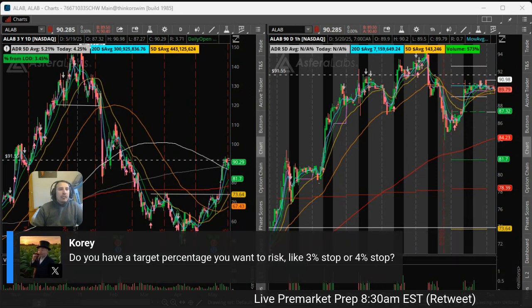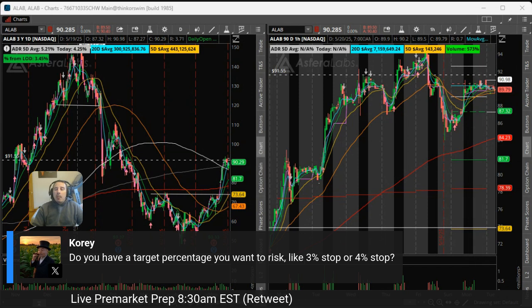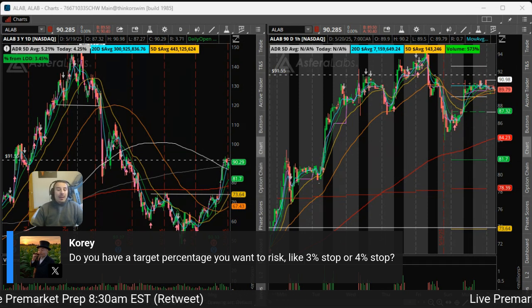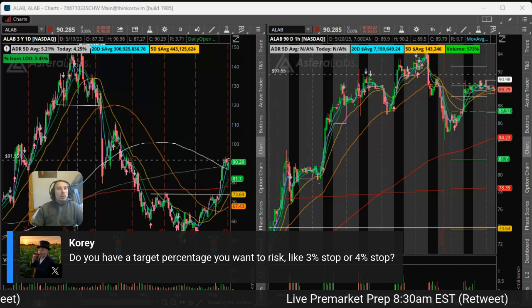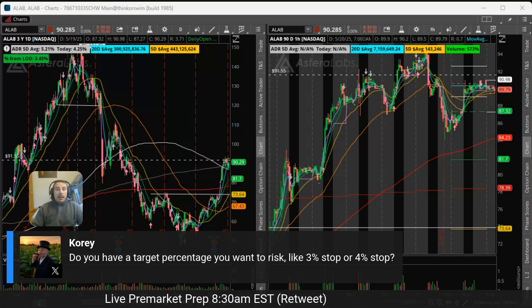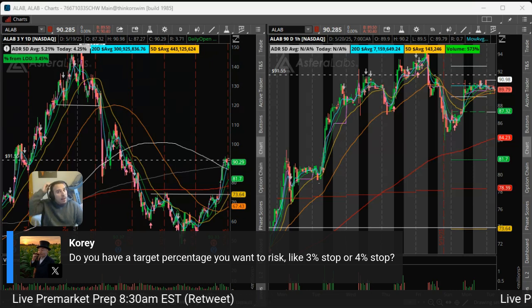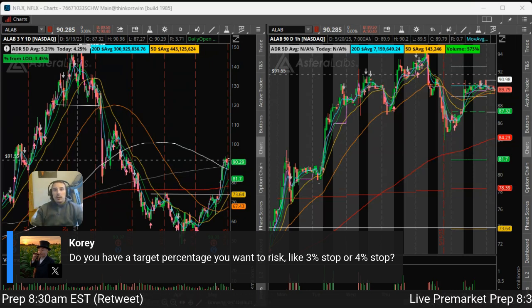Do you have a target percentage you want to risk, like a 3% stop or 4% stop? I don't have an exact number every single time, because the determining factor sometimes is just going to be the low of the day, right? Sometimes I'm buying a stock like, when I bought Netflix, for instance, let me give you this example here.